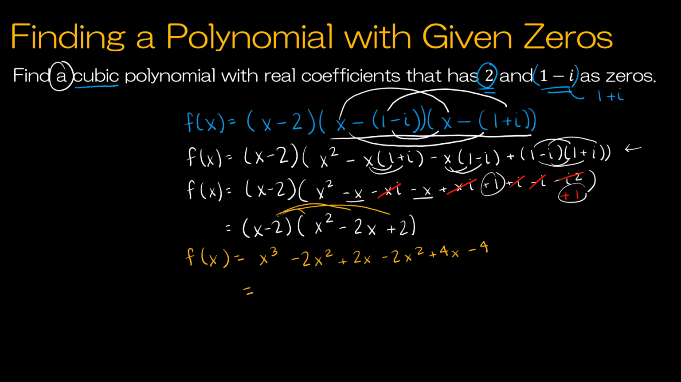And finally, we can combine like terms. So I have x cubed, I've got minus 4x squared, I've got plus 2x and plus 4x, so that's plus 6x, and then minus 4. Now again, I'm going to stress to you, this is all of this times some value of a. For the sake of simplicity, we left a to be 1 for now, but on our next example, we're going to actually use a given point to determine the value of a as well.